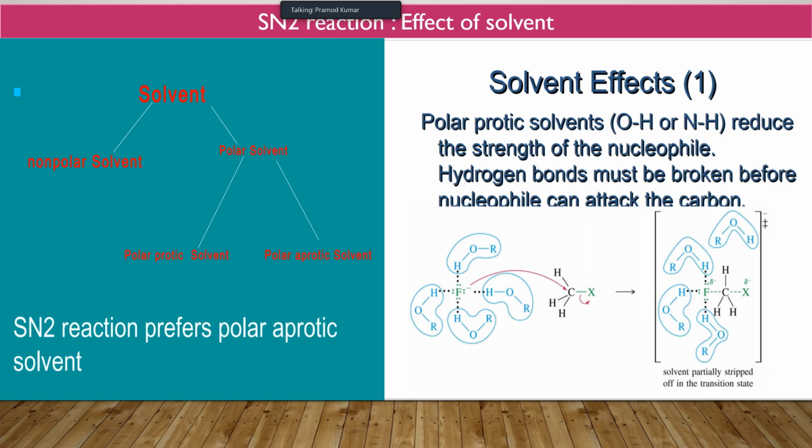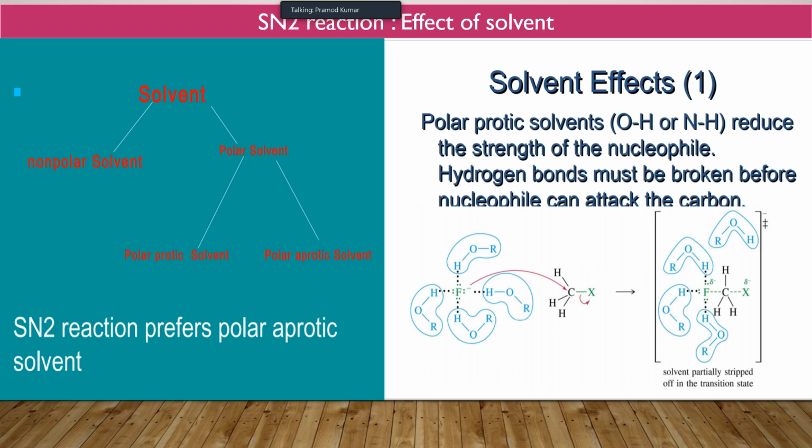Now the solvent. Solvents are of two types, non-polar and polar. Non-polar means organic solvents which can dissolve organic compounds, whereas polar solvents are of two types, polar protic solvent and polar aprotic solvent. And SN2 reaction prefers polar aprotic solvent. Now what is this polar aprotic solvent? Let's go one by one. Let's start with polar protic solvent.